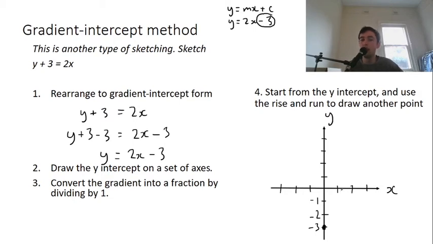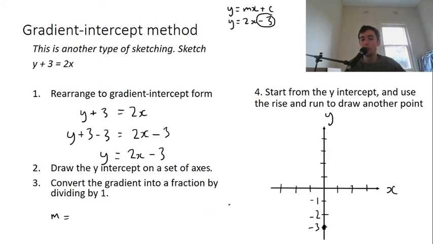Okay, now we are going to use the steepness of the line to plot one more point. Because we know how steep this line is. We know that the gradient is 2. And I will tell you now how to use that piece of information to find the other point. But first of all, we need to know exactly what the gradient is. So what does it mean that the gradient is 2?